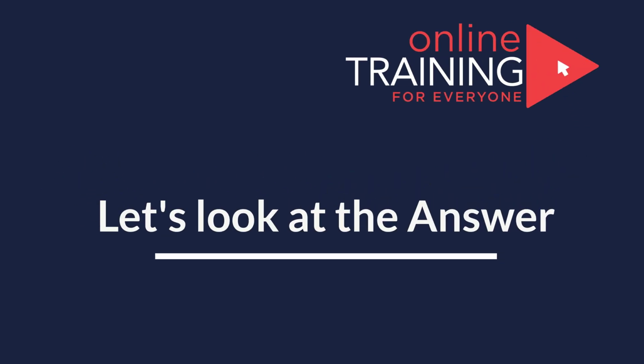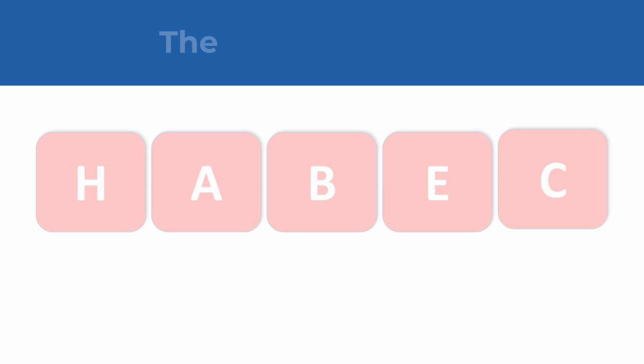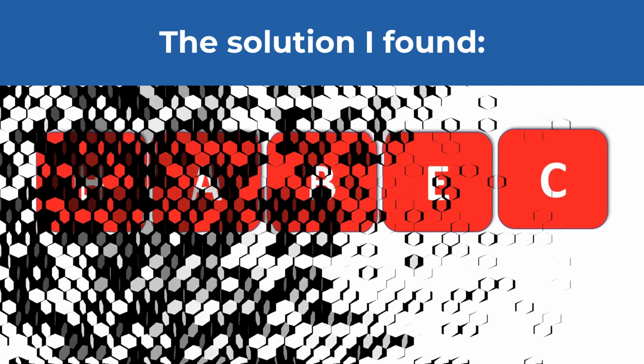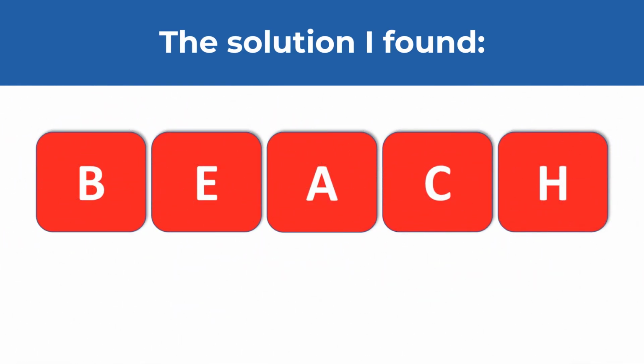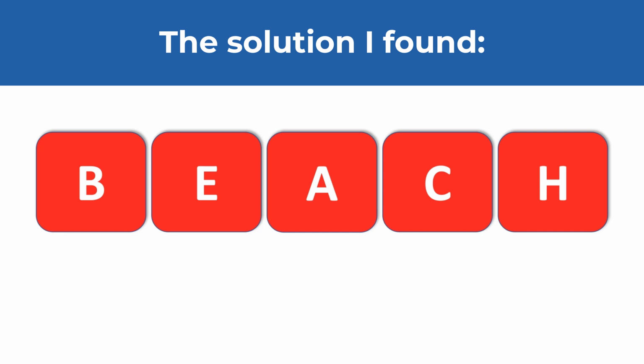But keep in mind that a lot of times multiple words can be formed, so if you see another word, please make sure to share it in comments. The solution I found is the word beach. Let me spell it for you. B-E-A-C-H. Do you see any other solutions? Make sure to post them in comments.